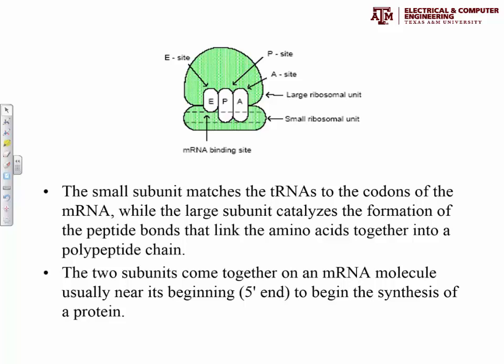The two subunits are going to come together on a messenger RNA molecule, usually near its beginning, because that's where the translation is going to start. In the case of eukaryotes, it's the 5' end. Usually it's identified if it's a eukaryote. How are you going to identify the 5' end of messenger RNA?